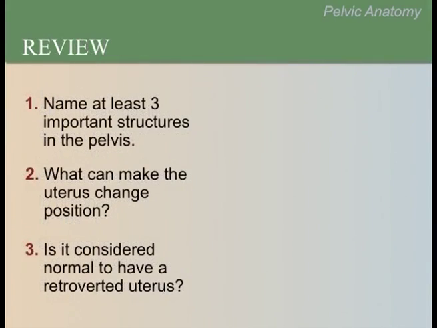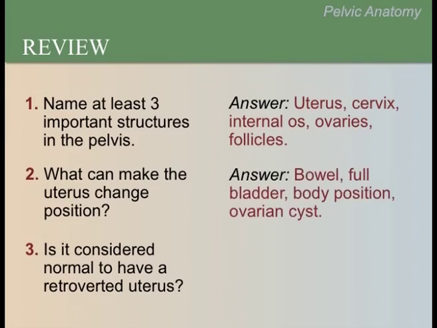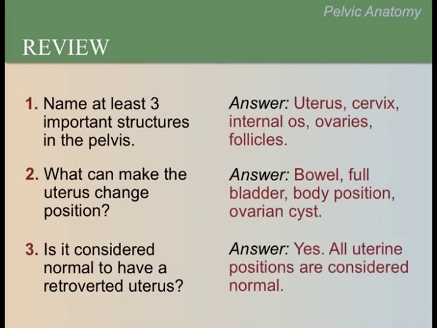Here are questions for review. Name at least 3 important structures in the pelvis. The answer is the uterus, cervix, internal cervical os, ovaries, and follicles. What can make the uterus change position? The answer is pressure from other structures like the bowel or bladder, changes in body position, and ovarian masses. Is it considered normal to have a retroverted uterus? The answer is yes. All uterine positions are considered normal.